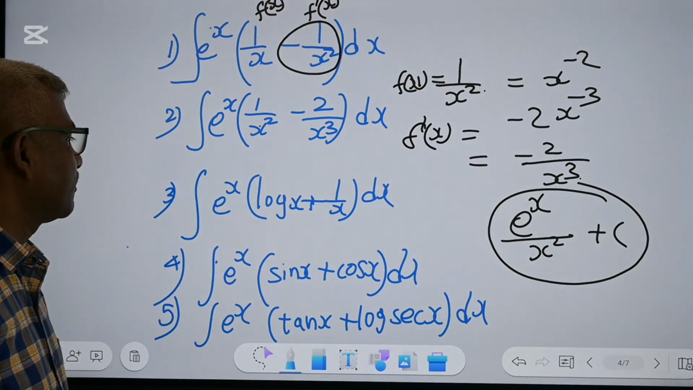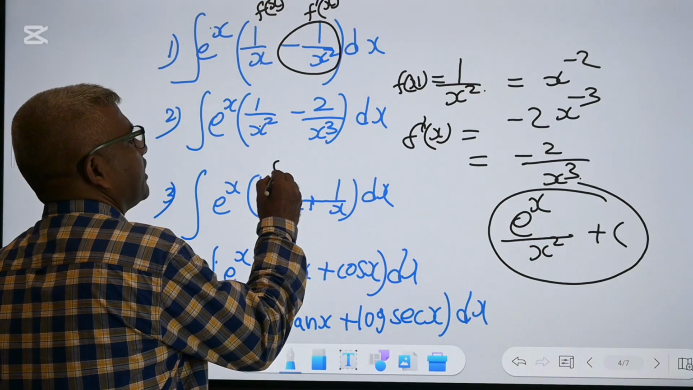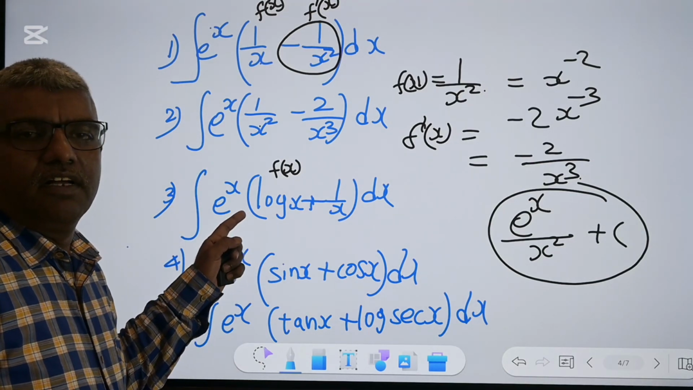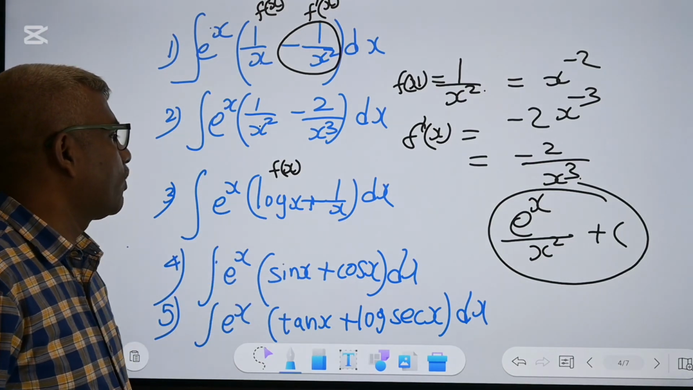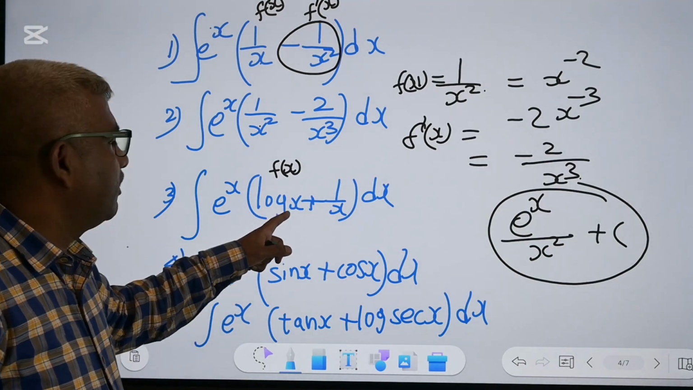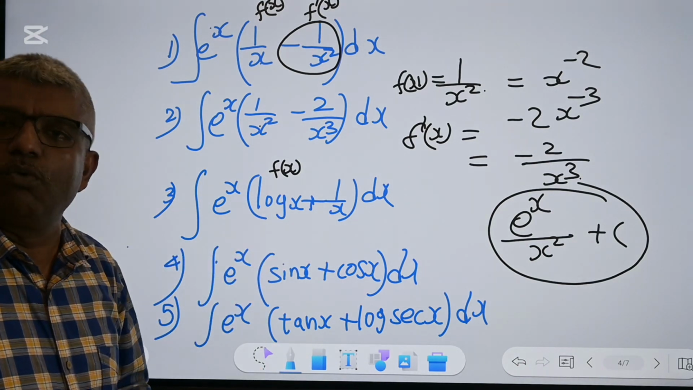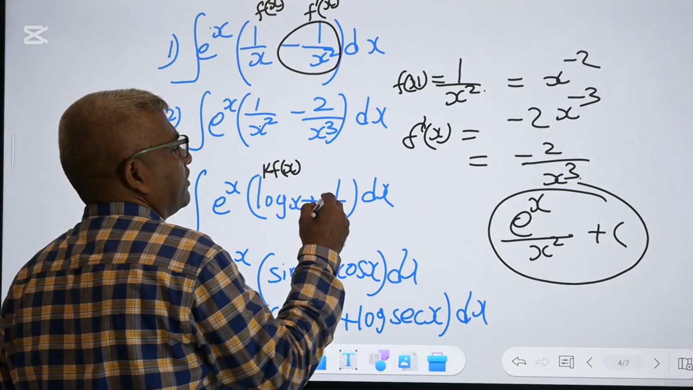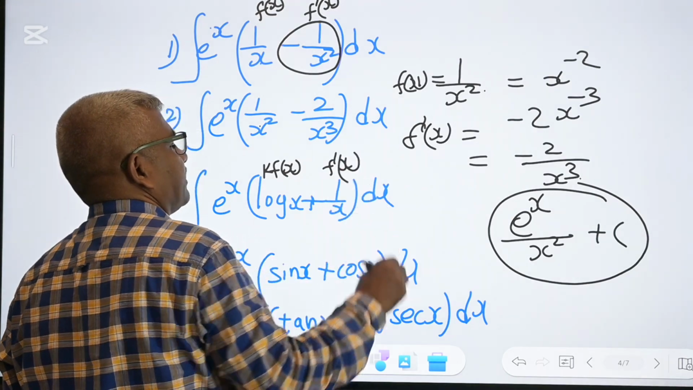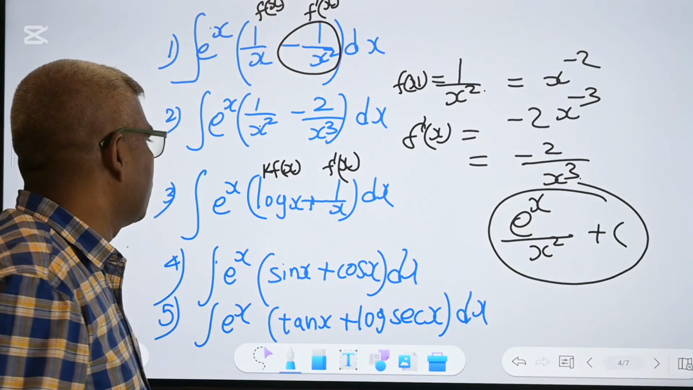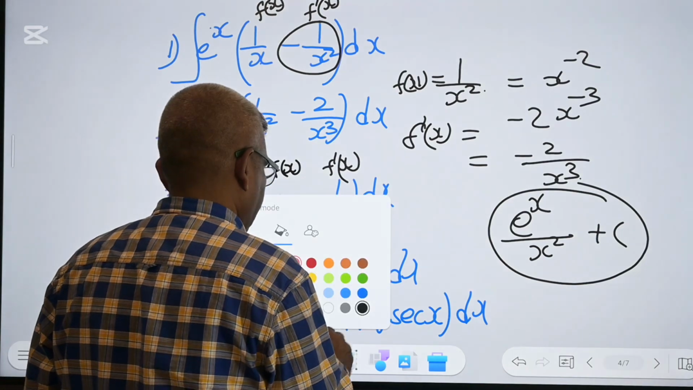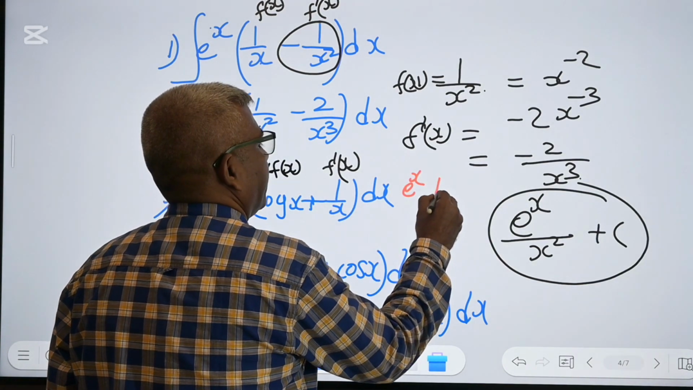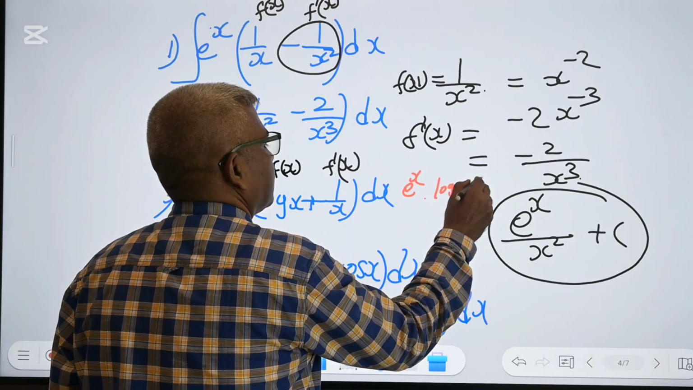Question number 3. This is f of x. Integration of e power x bracket log x plus 1 over x. What is the differentiation of log x? 1 over x. This is f of x, k f of x. Here k value is 1, so no issues. F dash x. So the answer is e power x log x plus c.